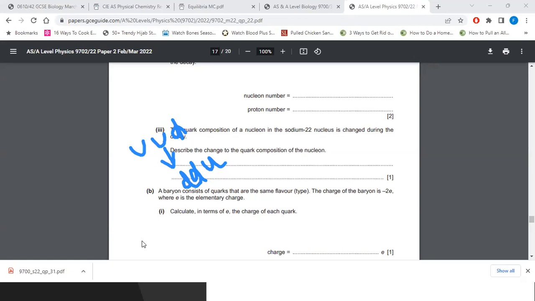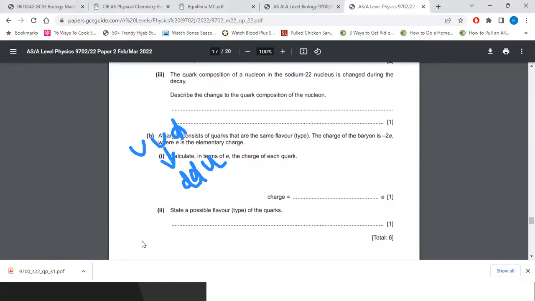Look, the charge on a quark can be negative. So either it can be -1/3 or it can be -2/3. All 3 quarks are the same. So if all 3 quarks have a charge of -1/3, that gives us a total charge of -1. If all 3 quarks have a charge of -2/3, that gives us a total of -2. So all quarks must have a charge of -2/3. Making sense now? Yeah. Now they're saying state the possible type of the quark.